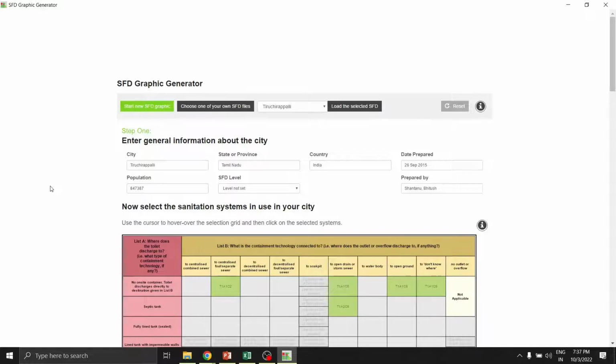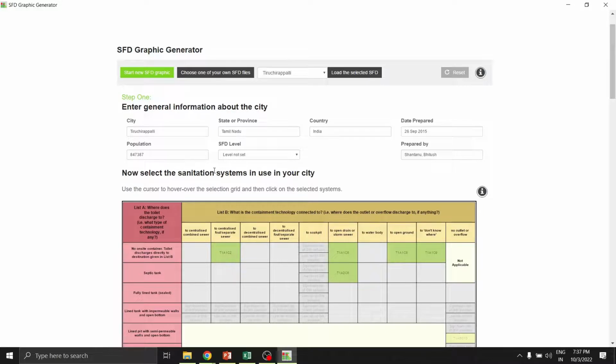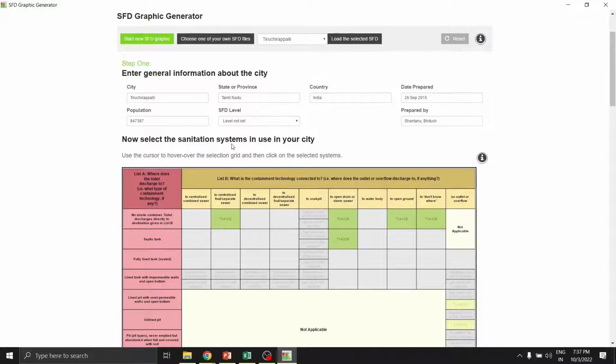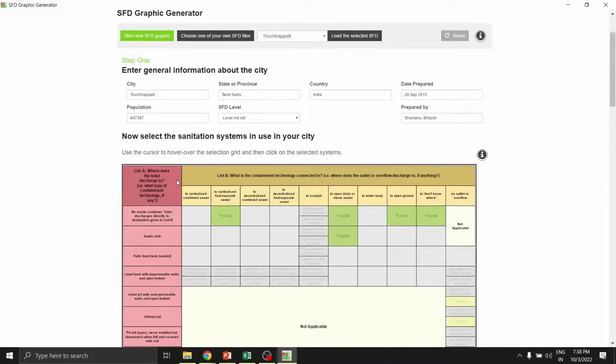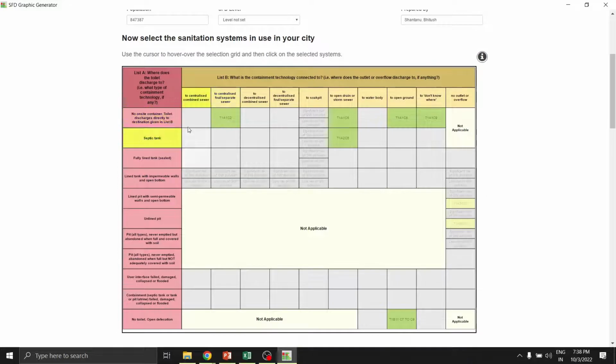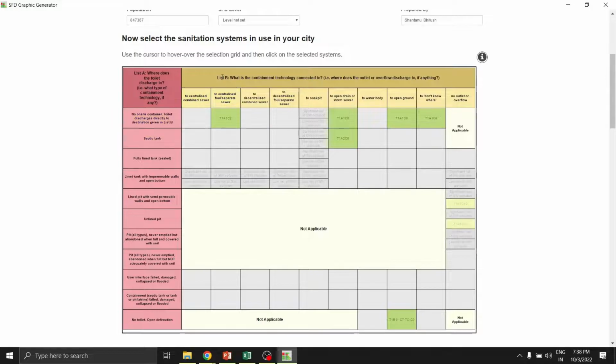Yeah. So I'll just finish this introduction. This was sort of highlighted in week 8 also. So there is this tool called shit flow diagram, right? It's a very good tool to visualize the flow of sewage in a city. We are looking at something that's pre-existing in the app itself. So once you enter what kinds of sanitation systems are being used in the city, for example, in Trichy, that's what we've opened. So there is no on-site container.